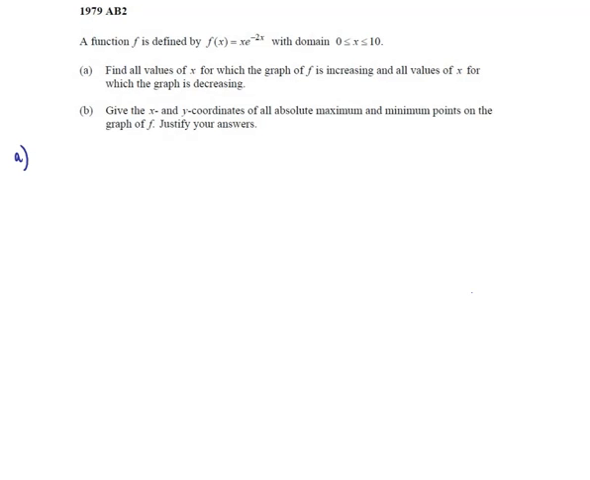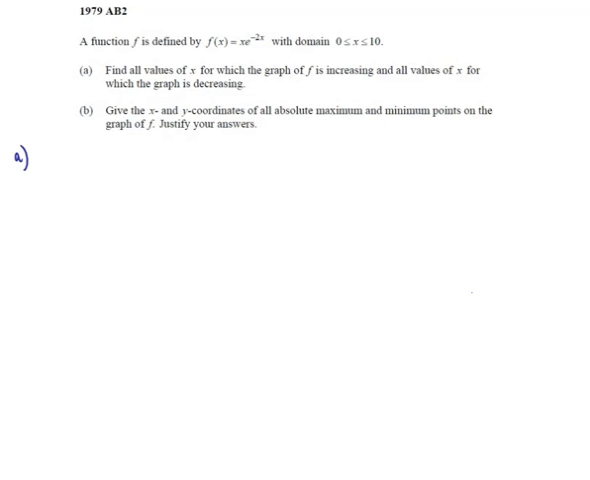In 1979 AB2, we have this function defined by f of x is equal to x times e to the negative 2x power, with a domain of x between 0 and 10 inclusive. In part A, we want to find all values of x for which the graph of f is increasing and all values of x for which the graph is decreasing.